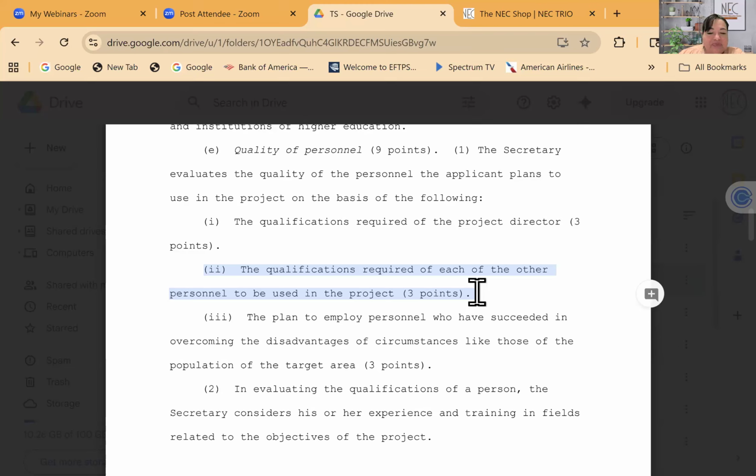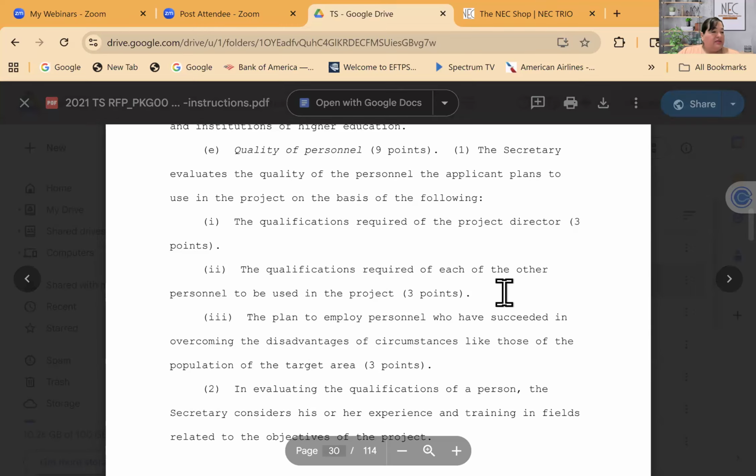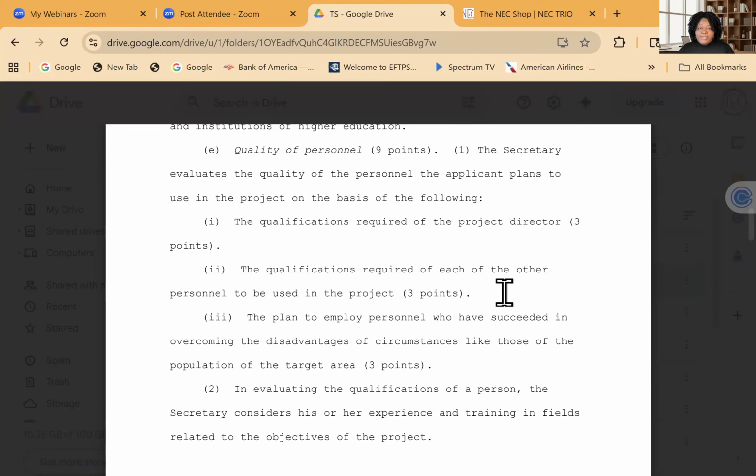Do you want to take the next question? I mean, it's about the other personnel. I don't know if you have anything you wanted to say that was different from the first thing. What was the second question? I'm sorry. The qualifications required of each of the other personnel to be used in the project. Do we have any? I haven't heard of any minimum educational credentials. Let's see. For the rest of the staff, I mean, nothing major.